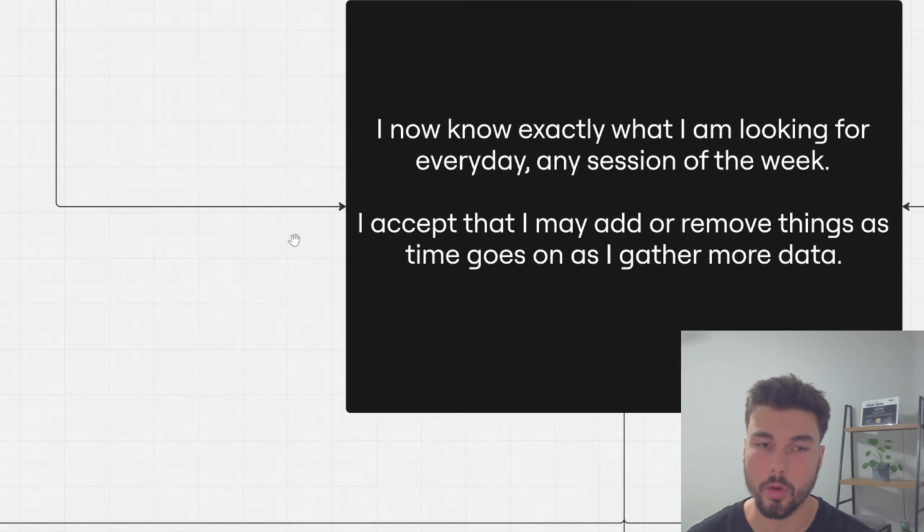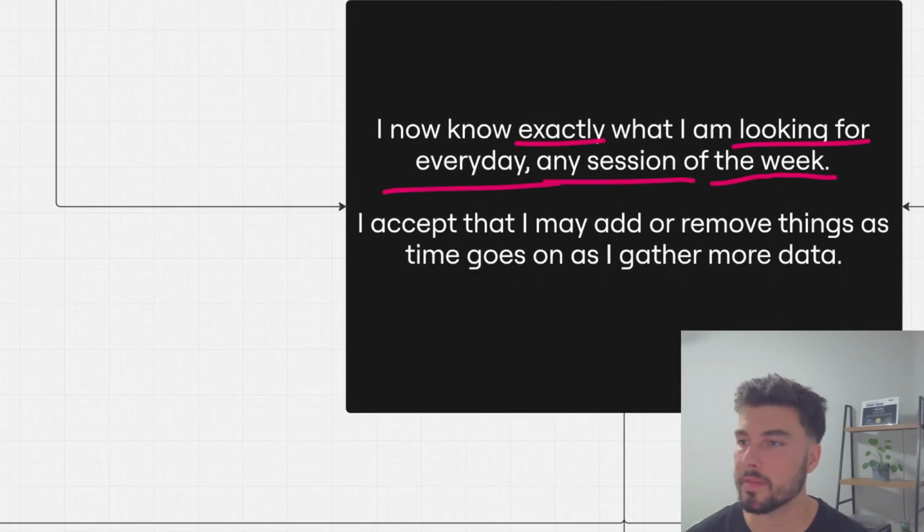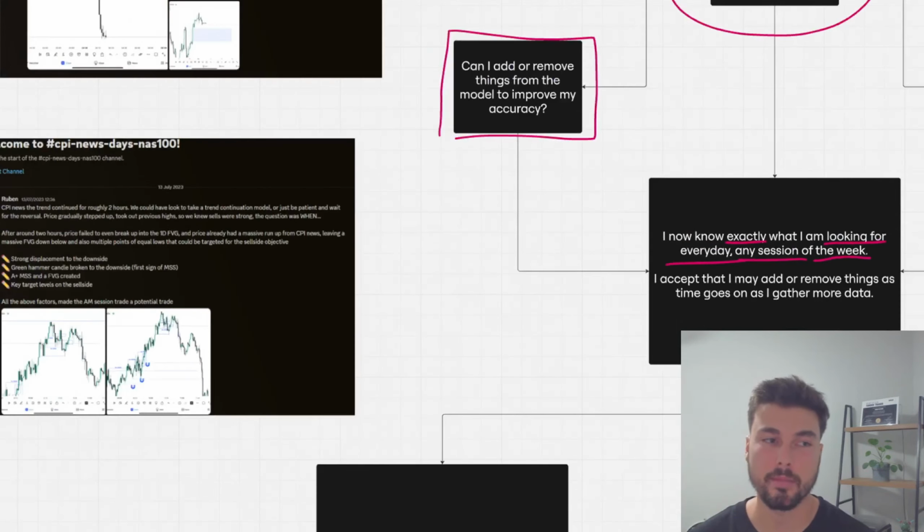You want to know exactly what you're looking for every day, any session, any week, any month, any year. It doesn't matter if it's election week, FOMC day, or NFP day. You want to know exactly how your model should present and whether or not you should come into the market and put risk in the market.